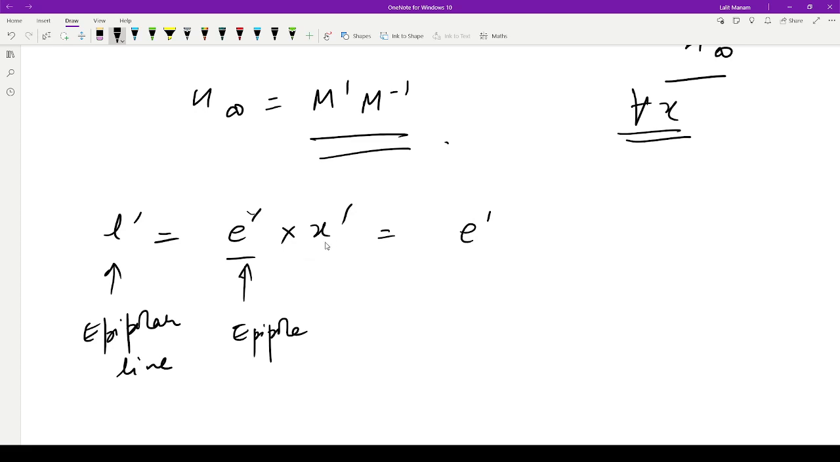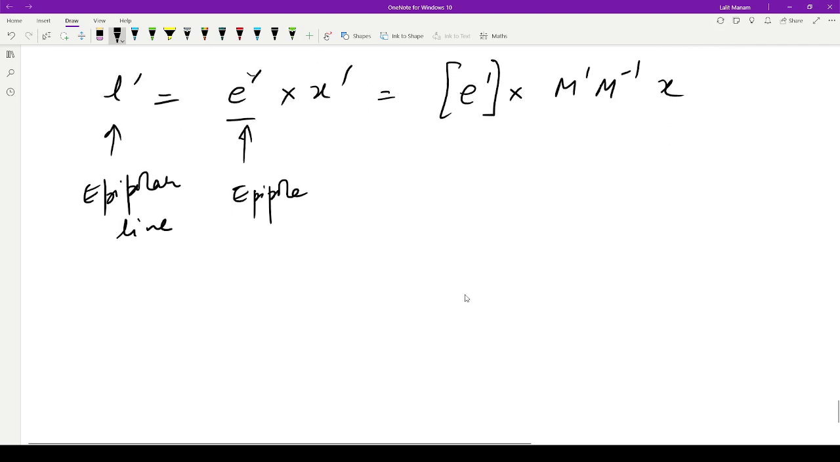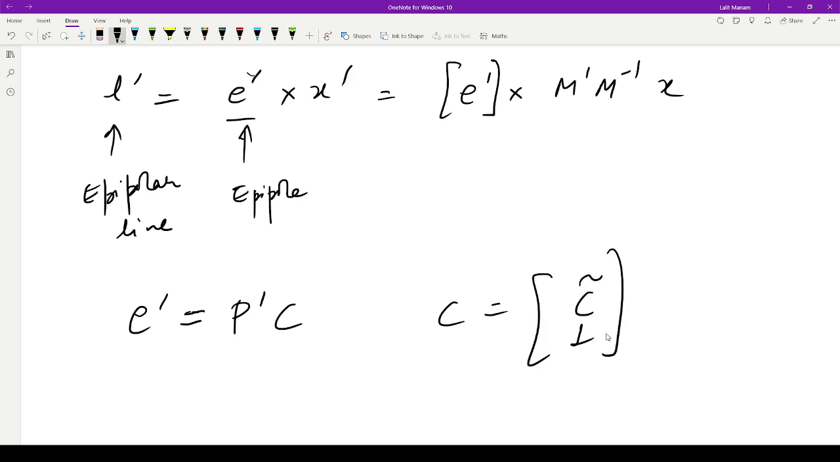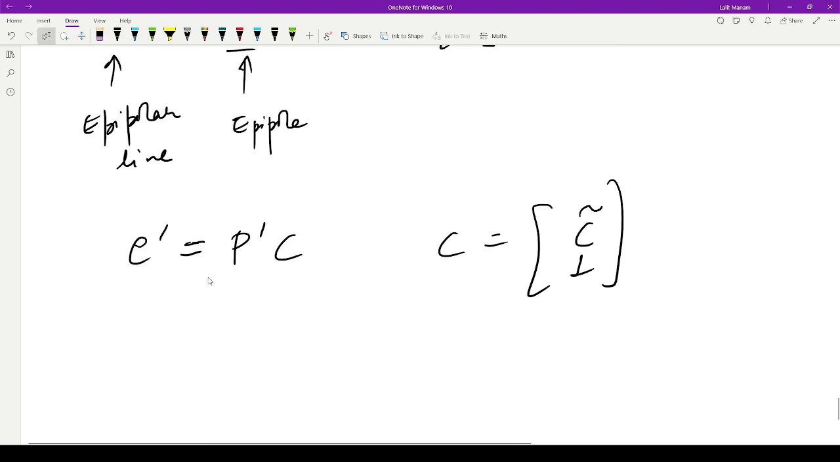And we know x prime is h infinity into x, which is m prime m inverse x. Okay, so we just need to find E prime. How will we find E prime? What is E prime? Right epipole. I mean, image of what? Image of first camera center, right? Yeah. Okay, so how does it look? P prime C, right? So C can be written as C tilde 1 by our convention. And what should be C tilde?